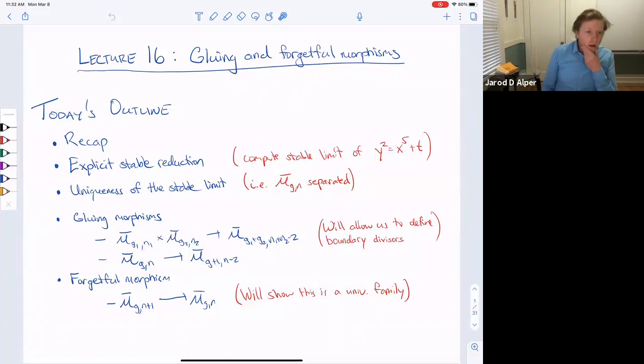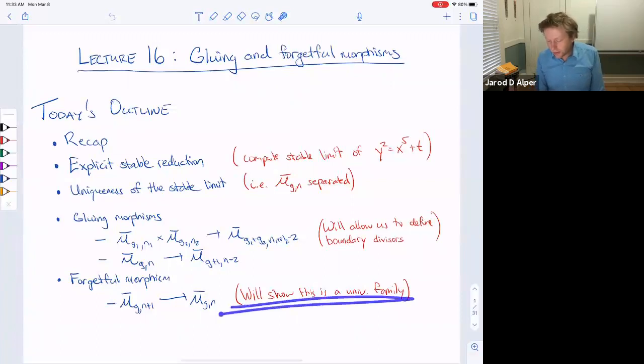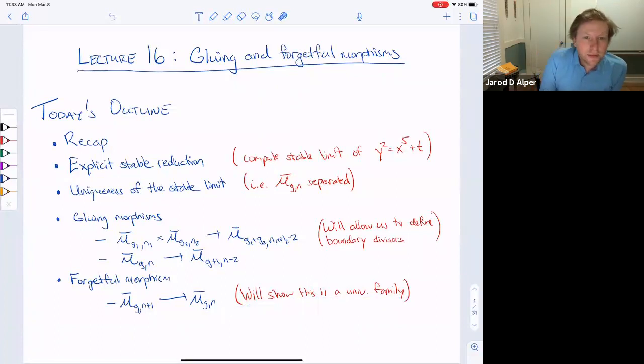And then the last thing we'll do today is discuss some canonical maps between these moduli spaces of pointed curves, of how you can glue marked points together. This will allow us to define boundary divisors on the moduli space, and then also the forgetful morphism. And we'll show that if you forget a marked point and then stabilize, that is contract the rational bridges, we'll show that this is a universal family. So that's the plan for today. So let's get started.